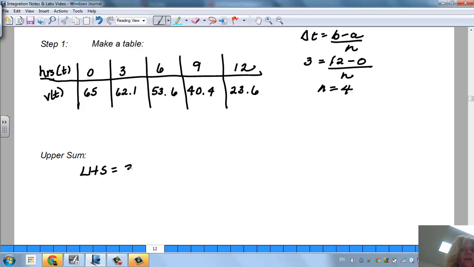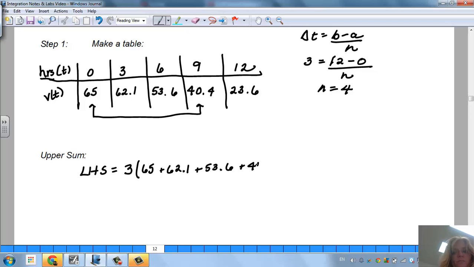And I'm going to take the interval that I'm using, which is 3, and I'm going to start from here, and I'm going to go to here and use that. So I got 65 plus 62.1 plus 53.6 plus 40.4. That comes out to be 663.3 miles.